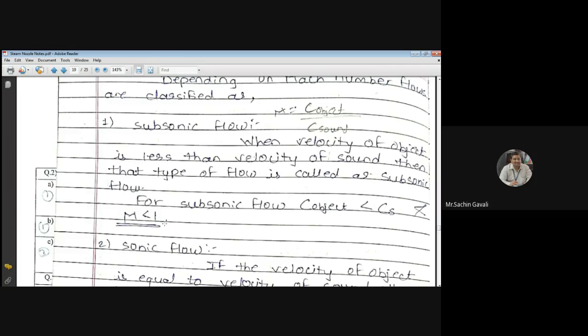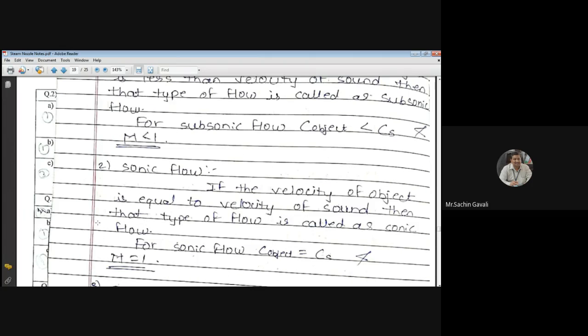Both are equal. If the velocity of object is equal to velocity of sound, then that type of flow is called as sonic flow. For sonic flow, C object is equal to CS. Object velocity is equal to velocity of sound.